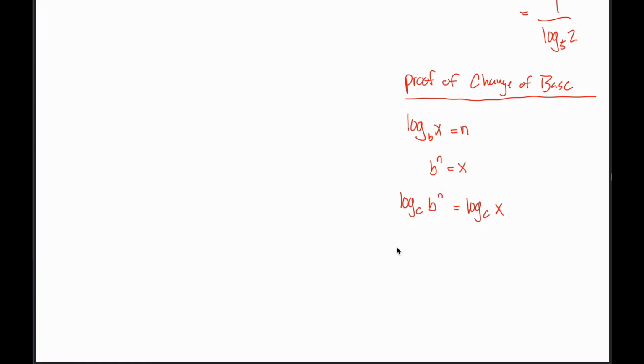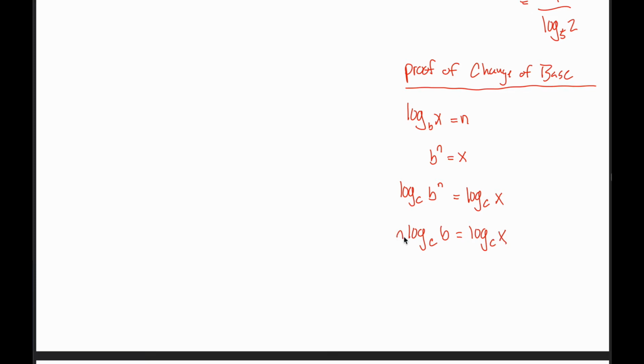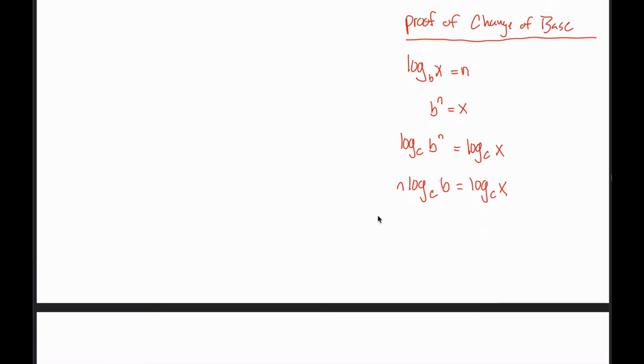I can bring that exponent down in front of the log and call it n times the log base c of b. That's my third log rule in effect there. And this n, which is now a coefficient, remember, that's just the name I'm giving for the log base b of x. So I can replace this n with log base b of x, and that gets me this equation.